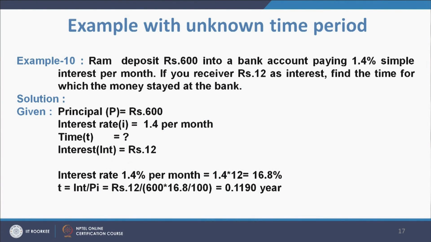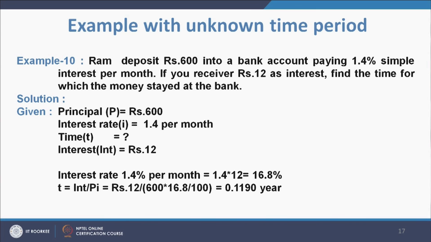Example with unknown time period. Ram deposited rupees 600 into a bank account paying 1.4% simple interest per month. He received rupees 12 as interest. Find the time for which the money stayed at the bank. So, principal is rupees 600, interest is 1.4% per month, time is unknown, interest earned is rupees 12. Interest rate 1.4% per month is converted into interest rate per year. So, 1.4 into 12 is equal to 16.8%.